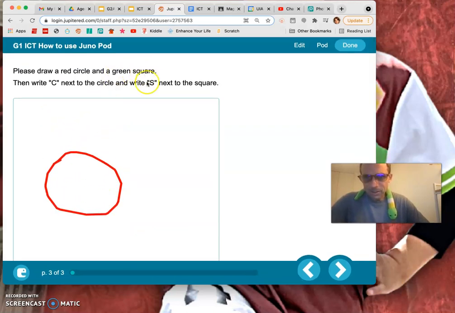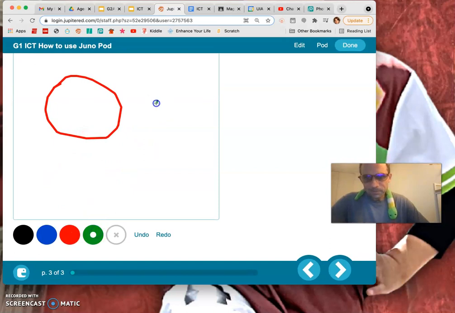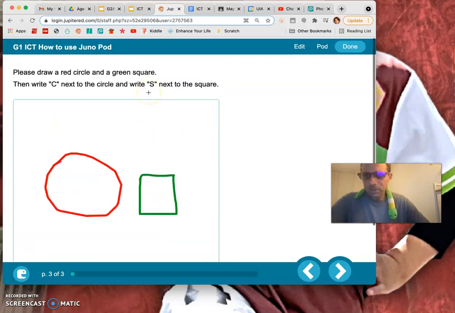And then what did it say? Green square. I got this. All right. And I'll make a green square. Ooh, I don't like that. Let's undo. Let's try to make it a little straighter. So you can go back and change things if you need to. And then we're done. Oh, wait.